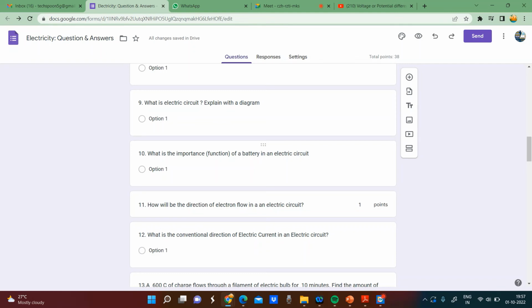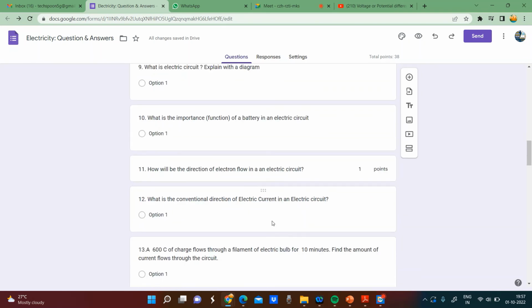Next question, 11th question. How will be the direction of electron flow in a circuit? Negative to positive. The direction of electron flow in a circuit is from the negative terminal of the battery to the positive terminal.